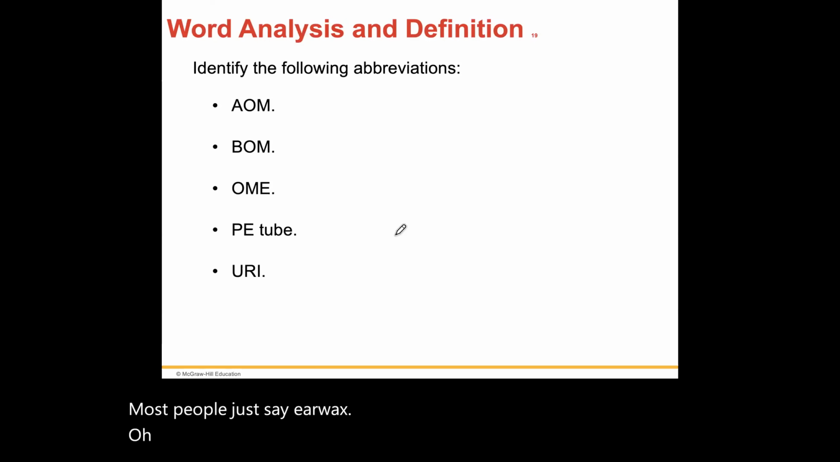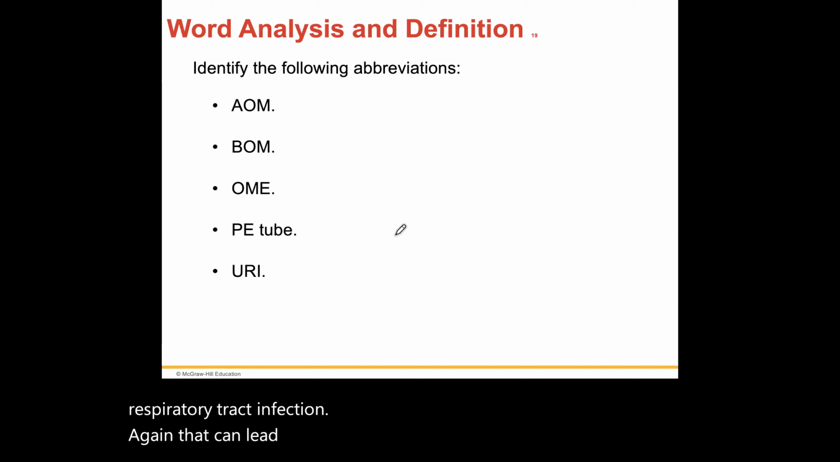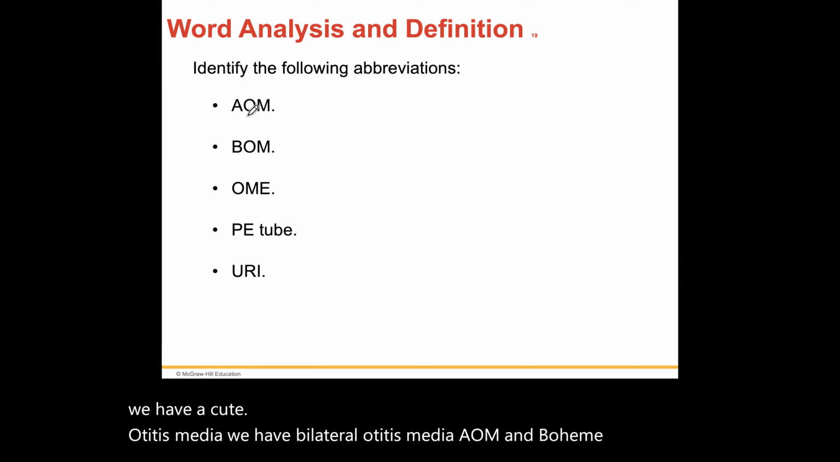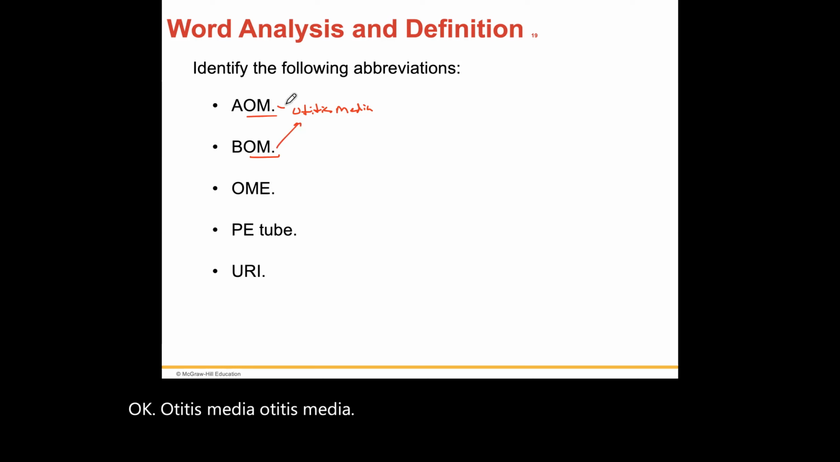We may see some questions here with some abbreviations. URI, upper respiratory tract infection. Again, that can lead to otitis media. We have acute otitis media and bilateral otitis media, AOM and BOM respectively. A can be acute. B is bilateral.